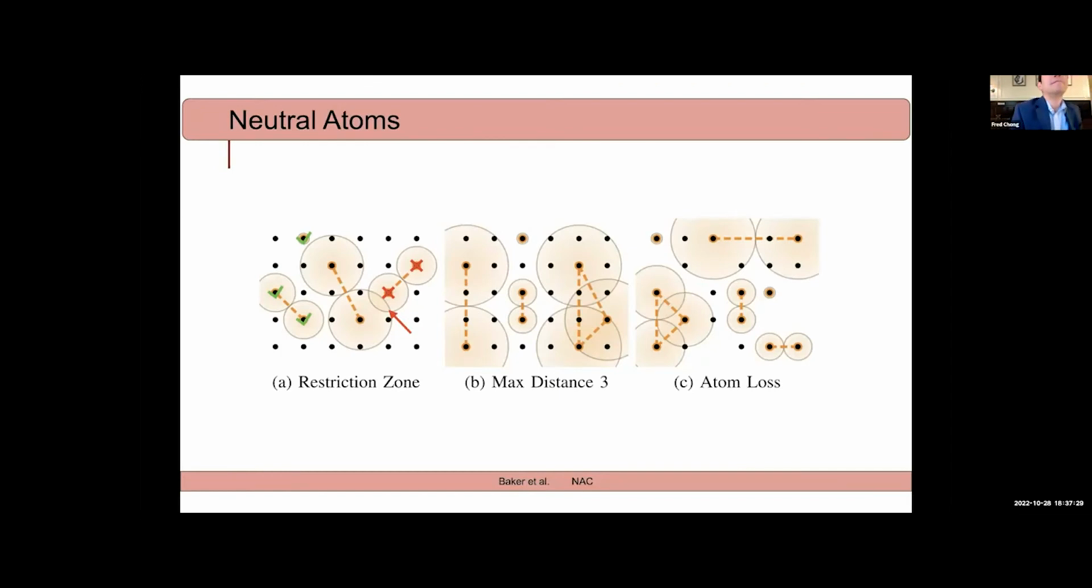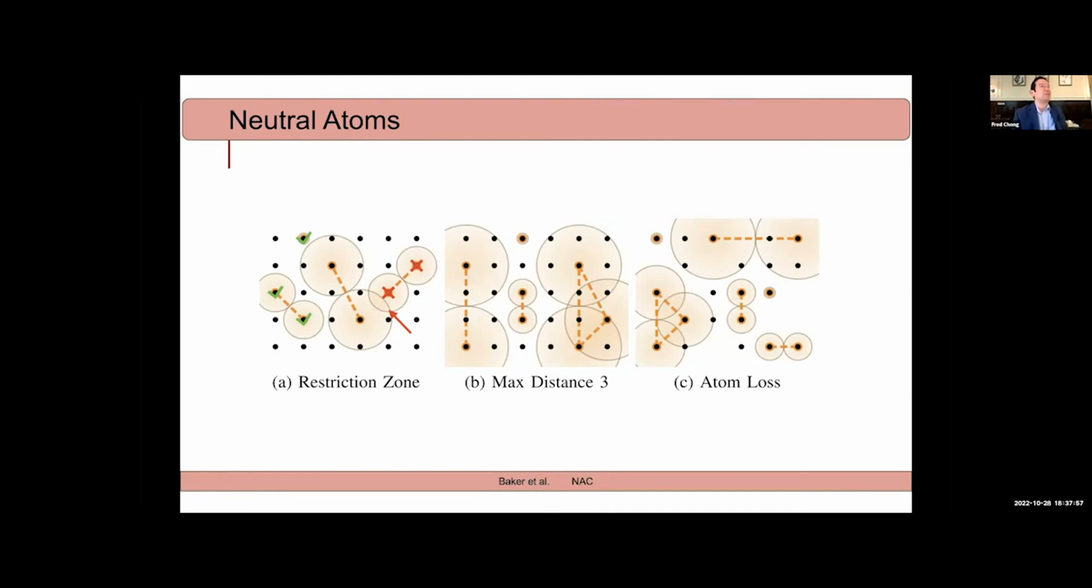And in particular, there were 3 things we needed to look at. We could have longer distance interactions on this 2D array of neutral atoms, but when we have long distance interactions, we can't do things in parallel. You get what we call a restriction zone, where if you have a greater than distance 1 interaction, then you can't do anything else within that zone at the same time.